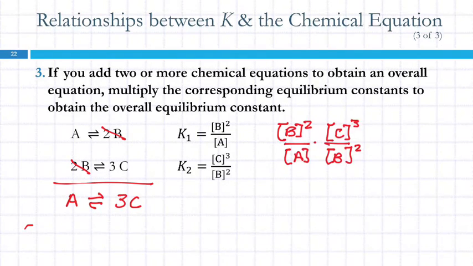So if we have the equilibrium constant for the first one times the equilibrium constant for the second one, so this guy times that guy, well, the B squareds cancel out. And this is equal to C cubed over A. So they were calling these K1, K2, and K3. So if we look at the equation for K3, it would be C cubed over A.